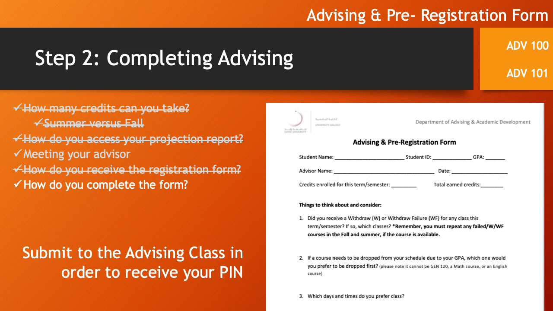The form will appear like this, and you'll be able to enter in your personal information, what courses you need to complete, and you will also be inserting your projection into this form. Once you have submitted this form in your advising class or met with your advisor, you will receive your PIN.